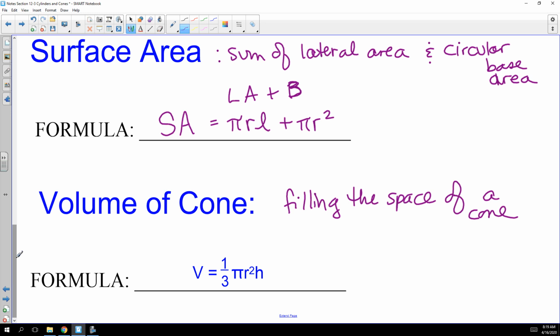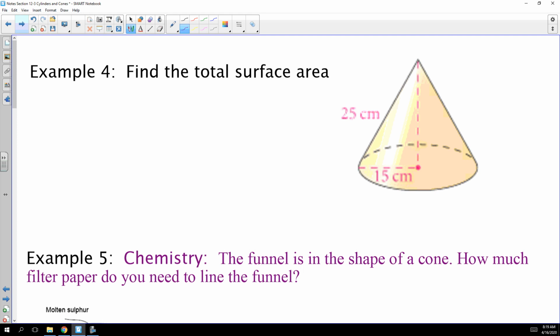And again, we're not really going to talk in depth about Cavalieri's principle, but it is worth looking up and learning about. If we have time, we'll talk about it later. So let's see if we can apply some of these formulas to find what we need to find. All right, so in example 4, we want to find the total surface area of this cone.